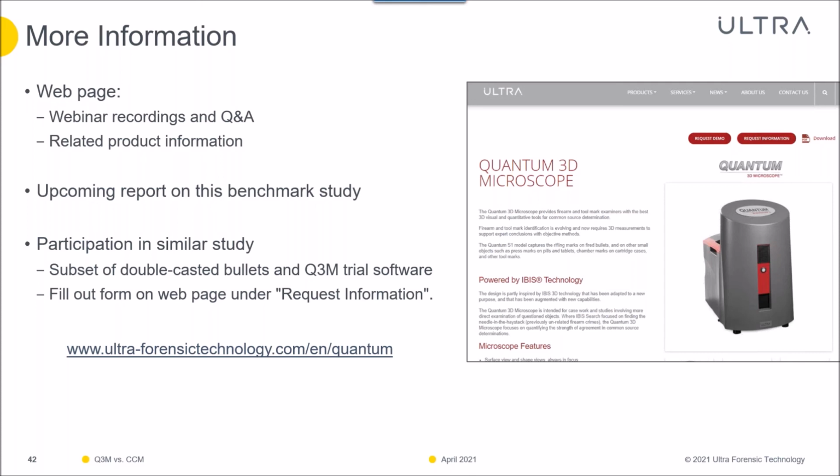If you'd like to participate in a similar study, you can contact us again from that Quantum 3D Microscope webpage we have on our website. You can use the request information link. And this should involve a smaller subset of bullets to reduce the amount of time required. Because I believe if it's between 60 and 80 hours on the comparison microscope and a few more hours on the quantum 3D microscope software, I'm not sure we'll have that many volunteers because it is quite a bit of time to do a massive subset. But anyways, please contact us if you're interested, and we'll be supplying double-casted bullets to perform that subset of the study.